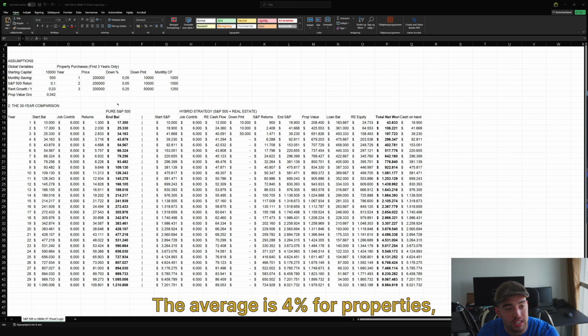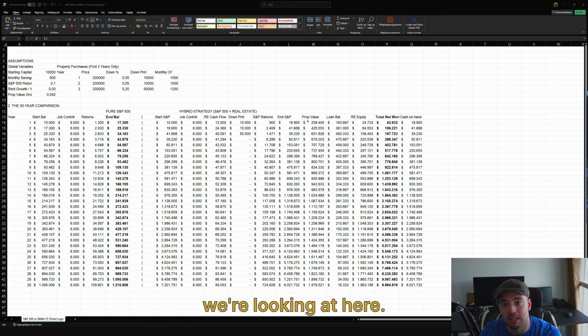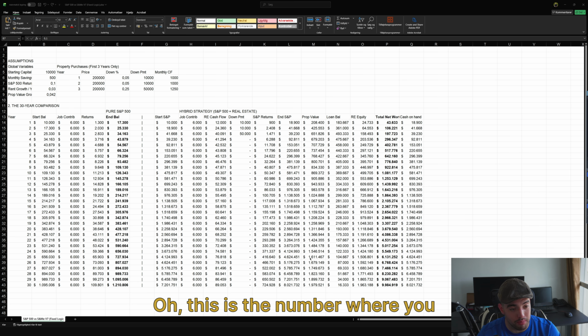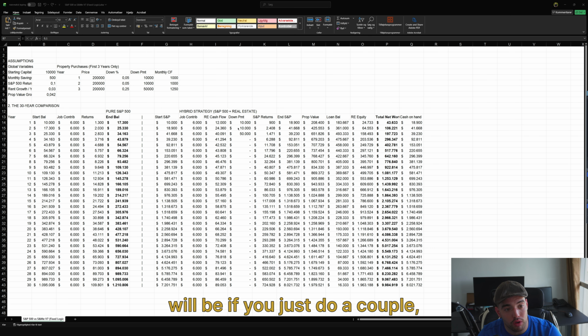Anyway, look at this. The average is 4% for properties, which is a bad investment compared to the S&P. But that's not what we're looking at here. We're looking at the cash flow. And the cash flow is the one you invest in the S&P. And then look at this number. This is where you're at. Okay? So this is the number where you will be if you just do a couple, 1, 2, 3 years. Boom, boom, boom.